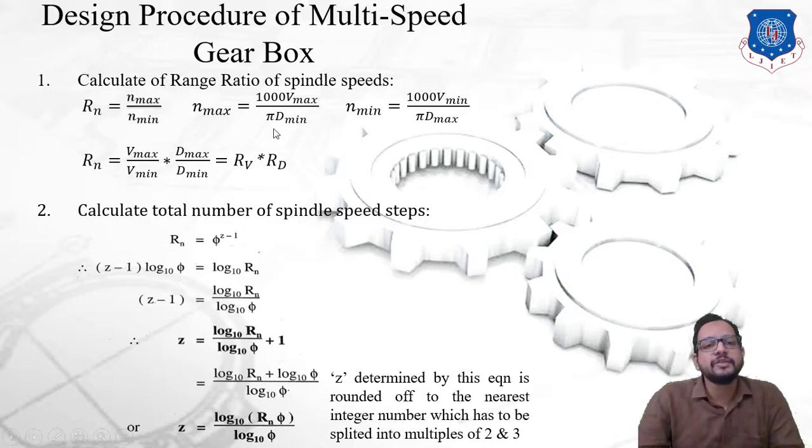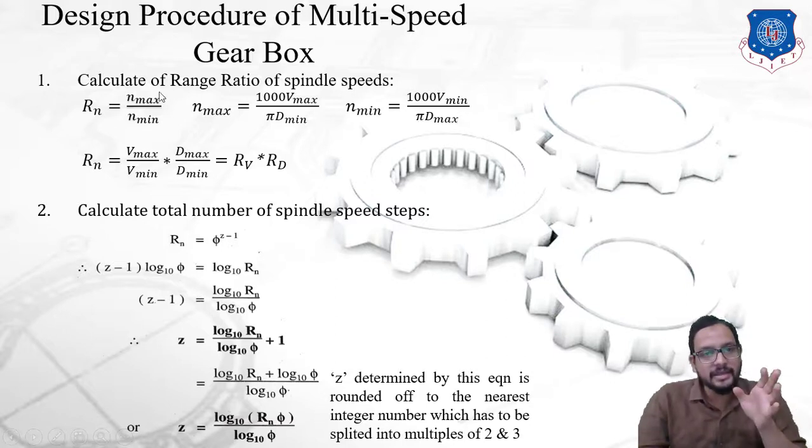It is obvious that for a minimum diameter we have to keep the maximum spindle speed. When the diameter of a workpiece is smaller, we can keep a maximum speed, and when the diameter is larger, then while machining it we need to keep a smaller spindle speed, that is n minimum. So if we need to find n max, the equation is 1000 V max upon pi d min, and n min, the minimum spindle speed, equals 1000 V min upon pi d max.